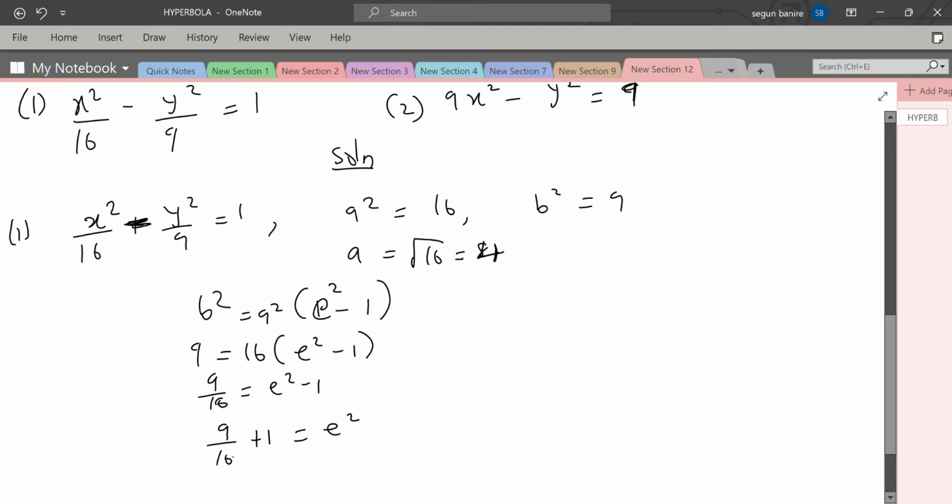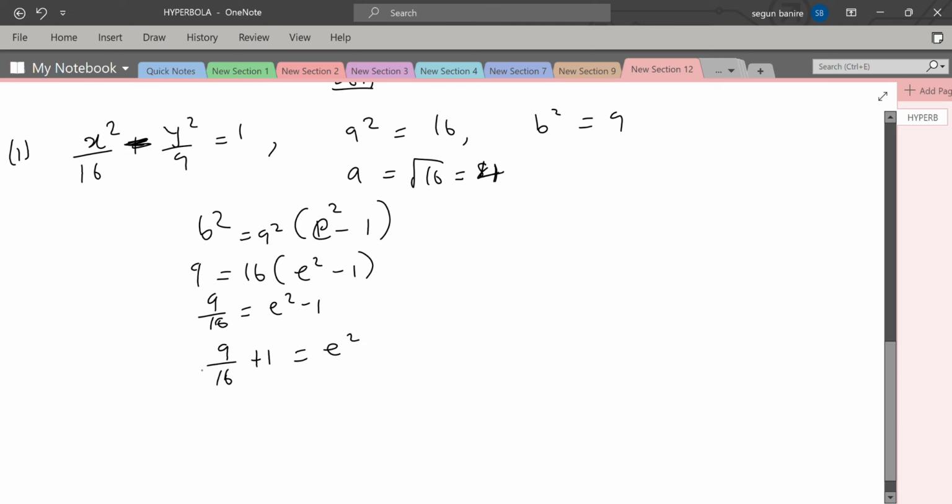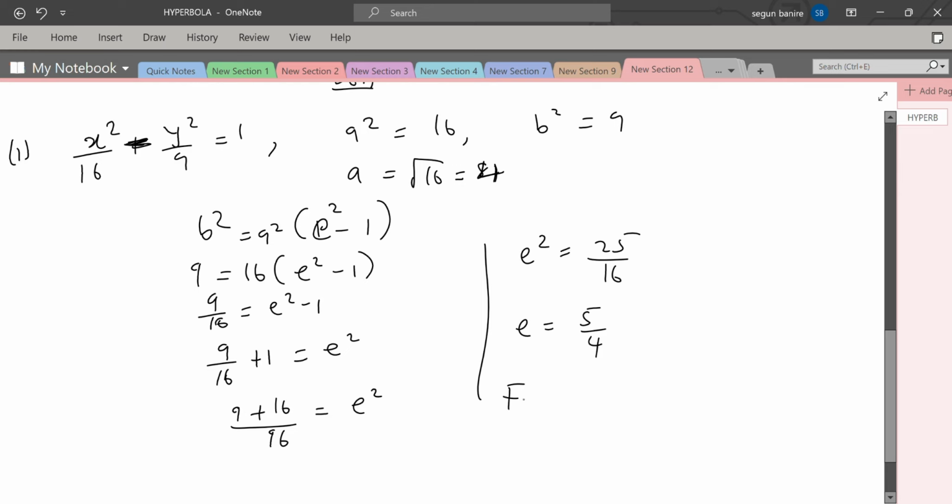It's meant to be plus. So 9 plus 16 over 16 is equal to e squared. So e squared is equal to 25 over 16. So e is equal to 5 over 4. If you find the square root, you get 5 over 4. So your focus, which is plus and minus ae comma 0. Your a is 4, times 5 over 4, comma 0. So you get your focus to be 5 comma 0.